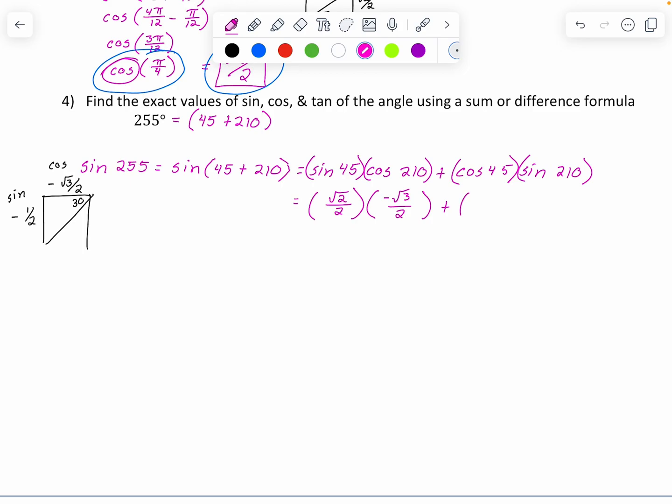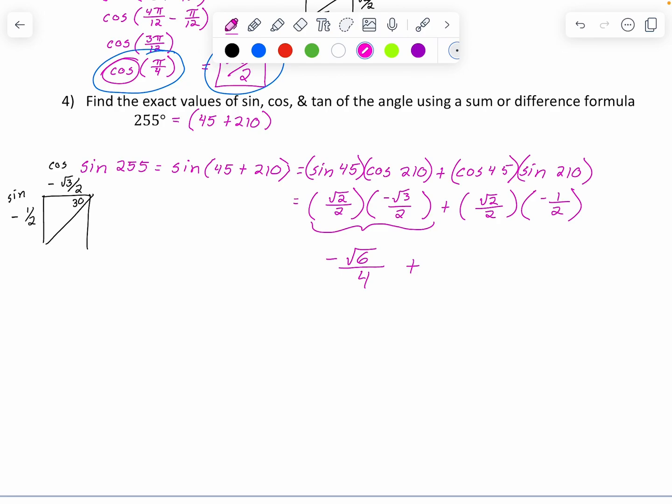Then we have plus. Now we want cosine of 45. Well, 45 is always square root of 2 over 2. And then we want times sine of 210. Well, we said in our triangle, sine for 210 is negative 1/2. Once we have that, then it's just fraction math. We always have to multiply before we add, so we're going to go ahead and multiply those together. So that's going to give us square root of 2 times negative square root of 3, so it is going to become negative, and then that will be the square root of 6, because 2 times 3 is 6. And then on the bottom, we have 2 times 2 is 4.